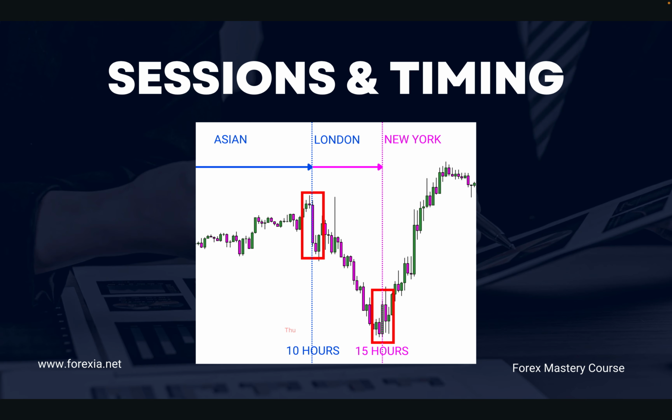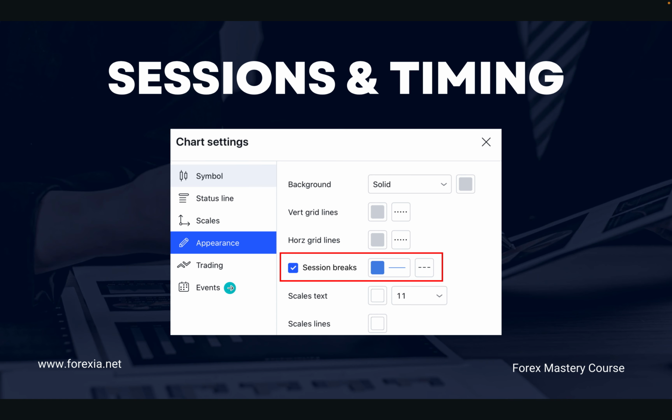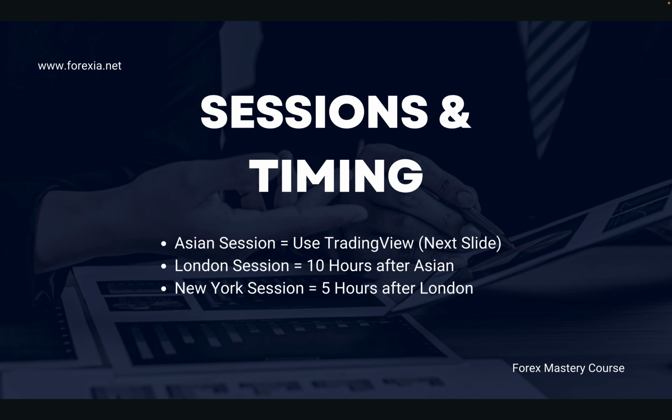And this is how it should look. So Asian session should start, and you should have a blue dotted line at the start of Asian session. Now, if we look back here, we see I have 10 hours after Asian session equals London session, and then I have New York session equals 5 hours after London session. So what does that mean, looking back at this?